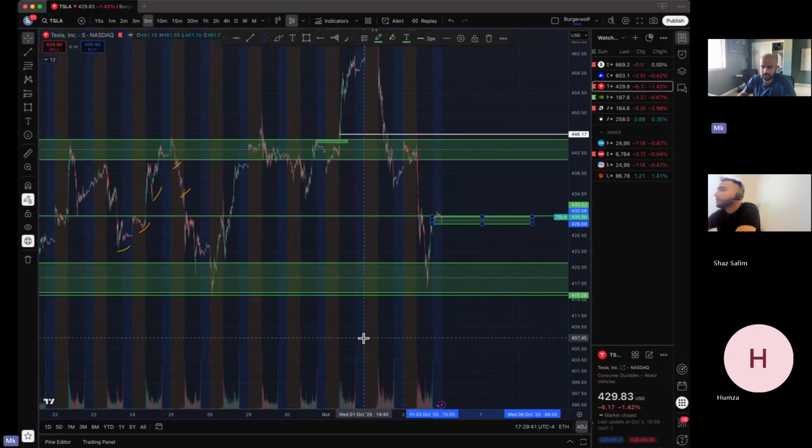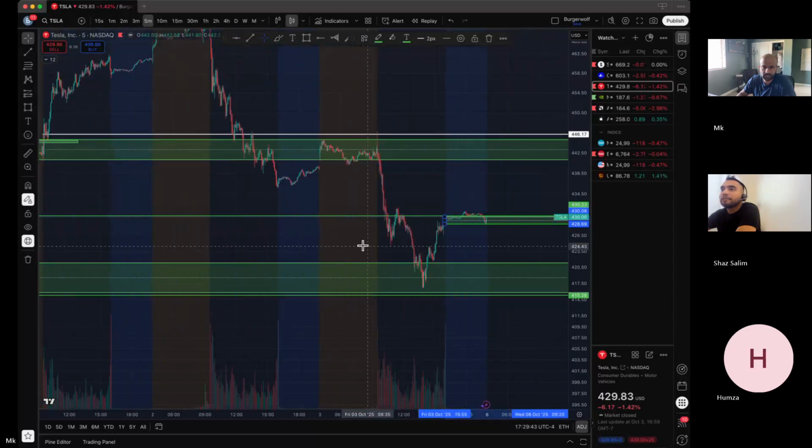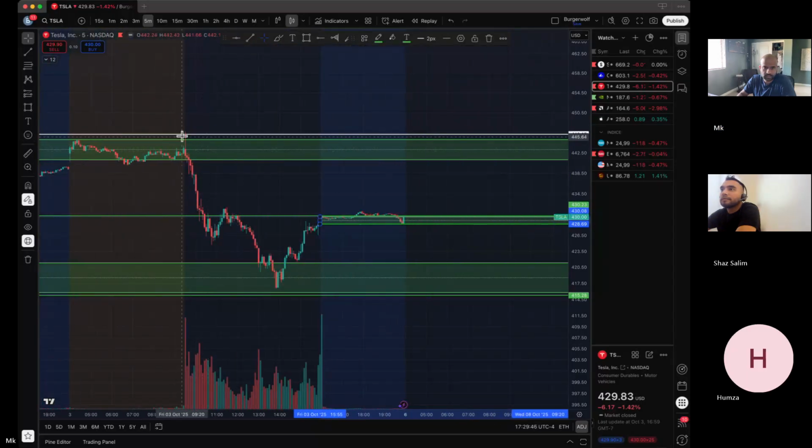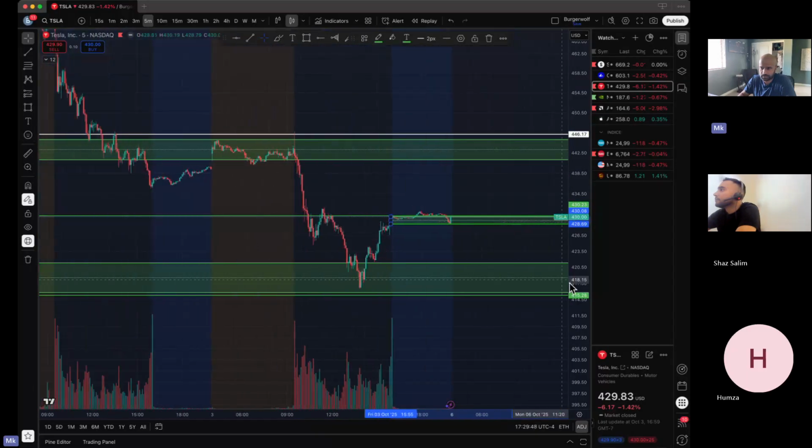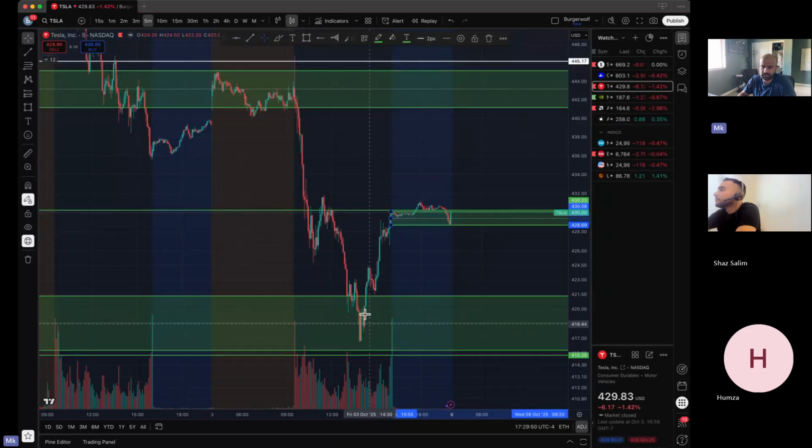Look at this, man. Had I shorted, oh, I think I was on the wrong day. That's why. Tesla came all the way down into this level. My goodness, it's so frustrating sometimes, man.